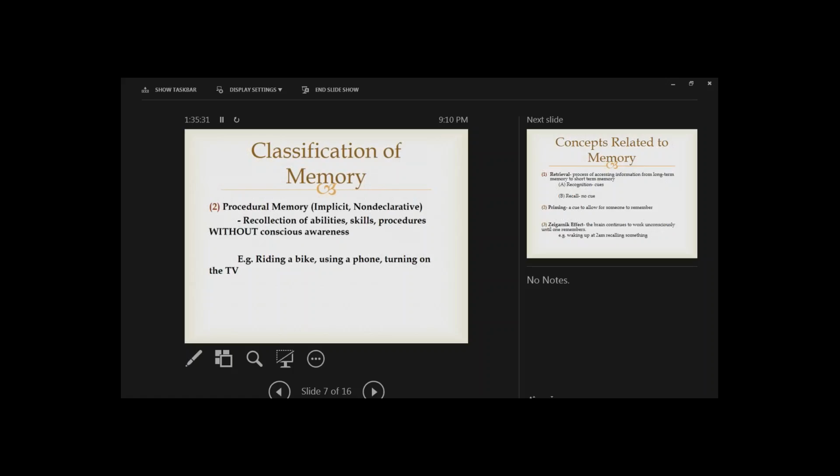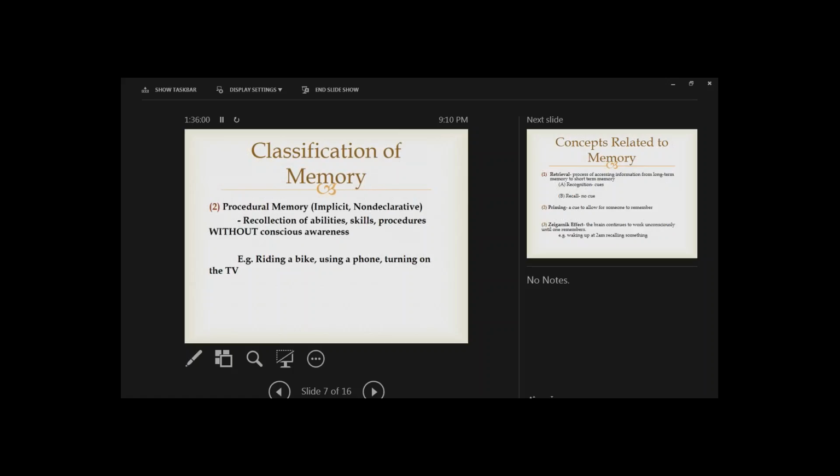Because that also is procedural. Anything you've done that requires some sort of procedure, how to turn on the TV, how to program, I don't know, an app on your phone, how to use a fax machine. Some people just walk up to the fax, boop, boop, boop, right, because they know how to do it. So it's without conscious awareness.